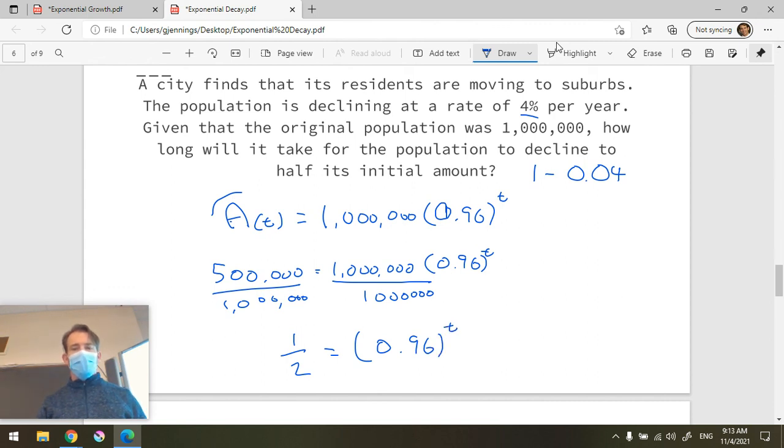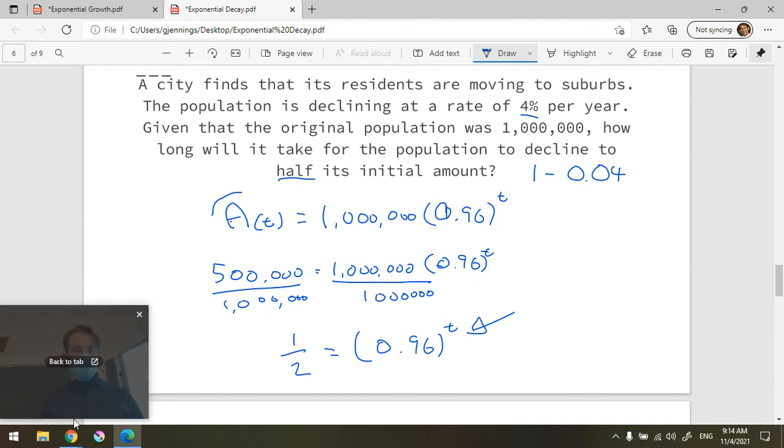I could have just set this up right from this. How long will it take for the population to decline to half its initial amount? If there were 10,000 people, it would be the same answer. 10,000 would decline to 5,000 with this growth factor at the same speed that 1 million would decline to 500,000. So I could have just set this up right away based on what the problem was telling me. And then this is something that I can plug into Desmos and solve.